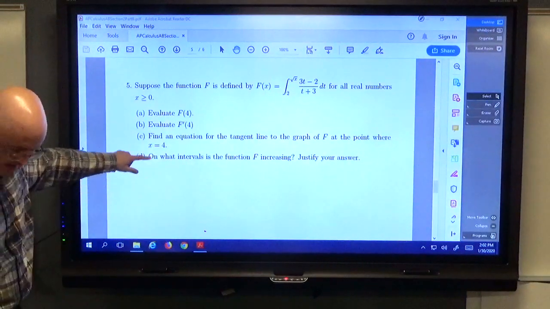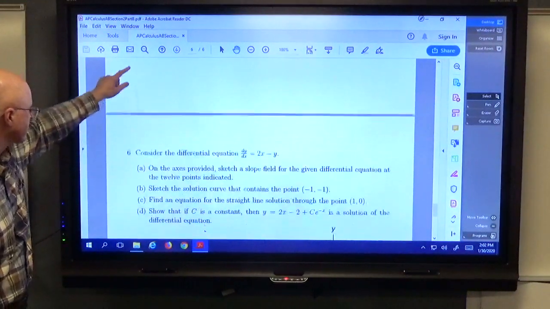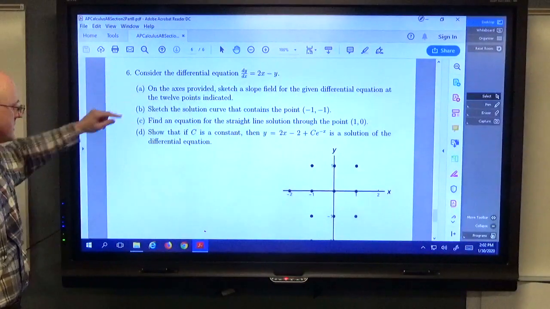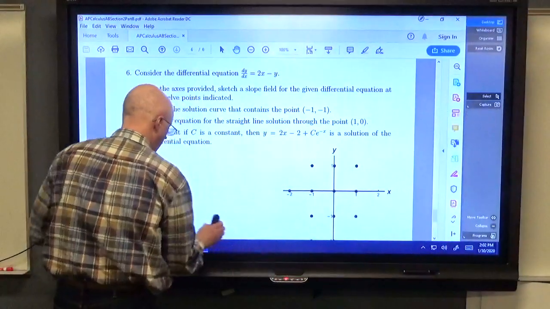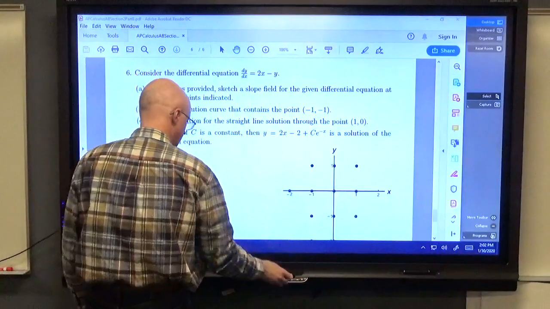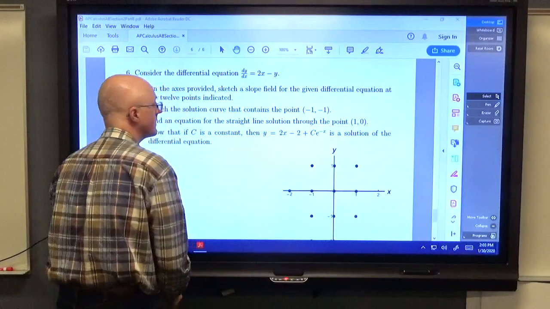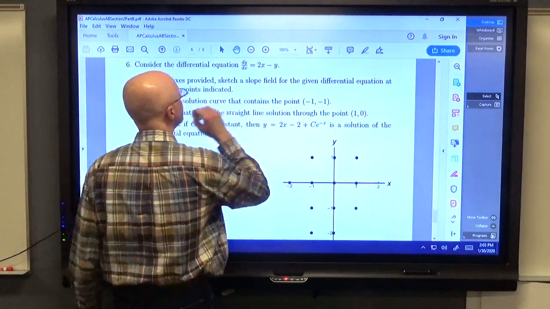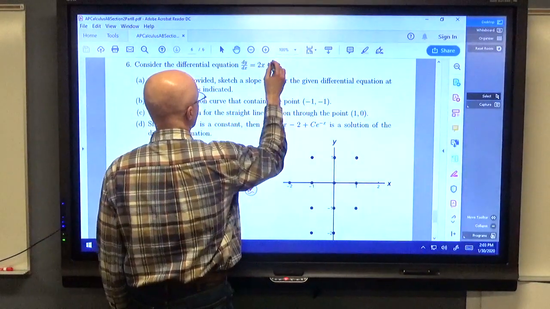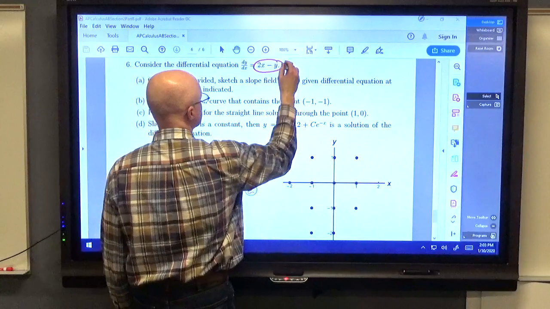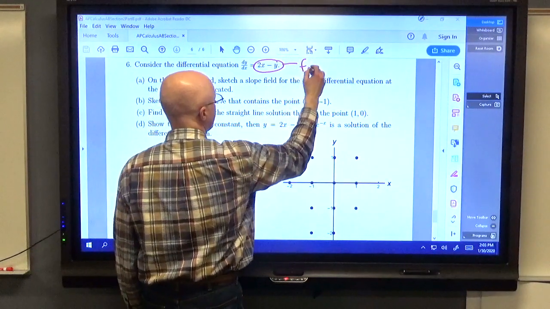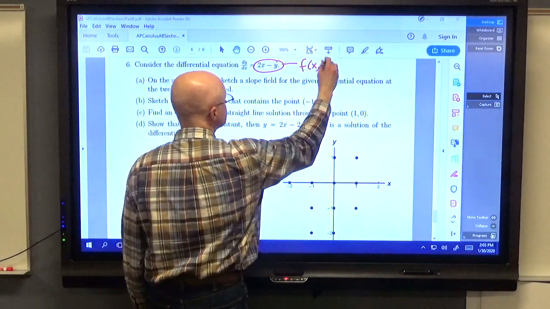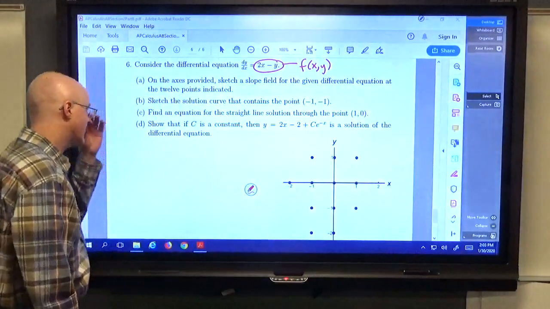All right, number 6. Differential equation. First order differential equation, dy dx equals some expression that involves both x and y in this case. You can think of that as a function of 2 variables.